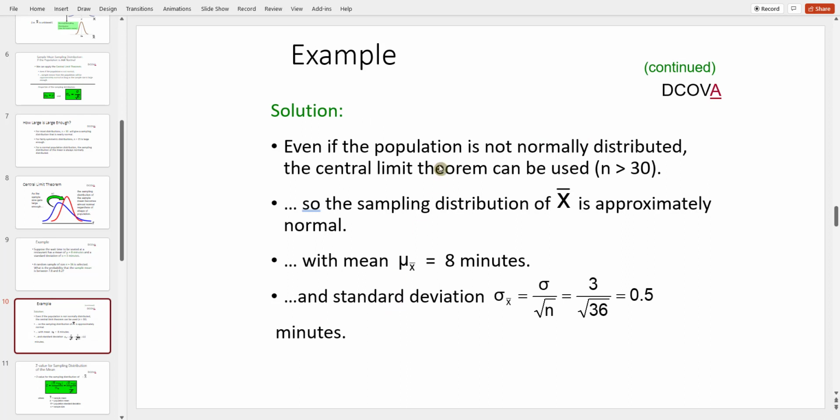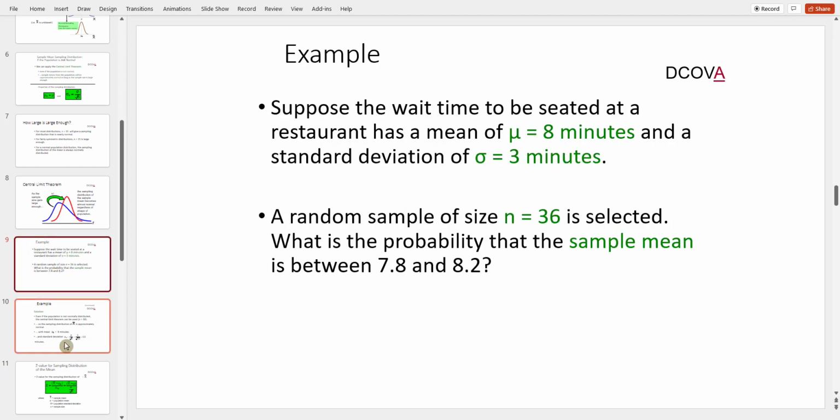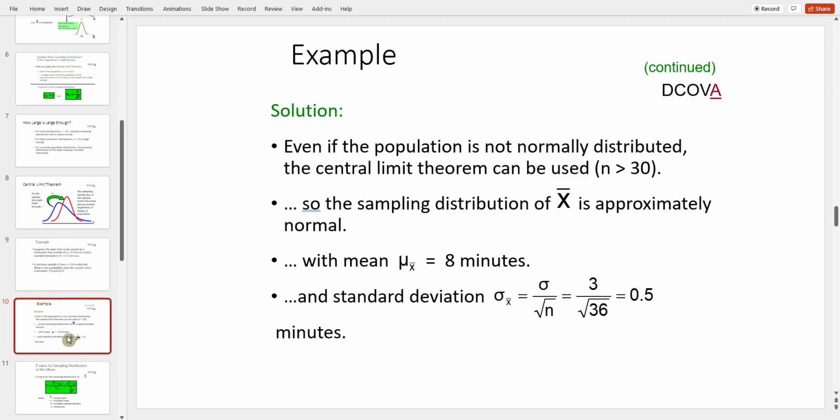Even if the population is not normally distributed, we can use the central limit theorem because our sample size is greater than 30. As you can see, our sample size is 36. So the sampling distribution of the sample mean is approximately normal with a mean of 8 minutes, and the standard deviation will be 3 divided by the square root of the sample size. So it's 3 divided by the square root of 36. This gives me 0.5.